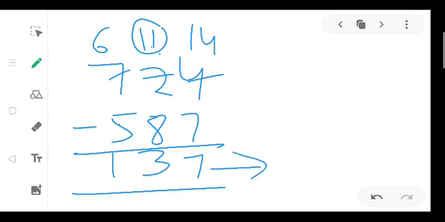Now we round off this to the nearest 100. We will check its tens place digit, it is less than 5. So 100 will remain the same and 137 will round off to 100. What is the answer here? 100.